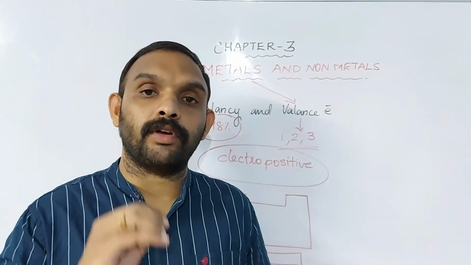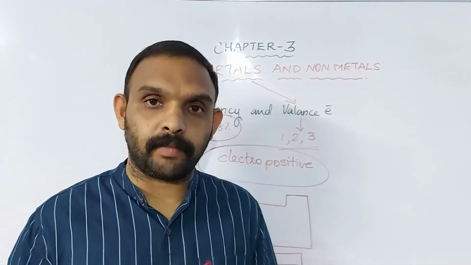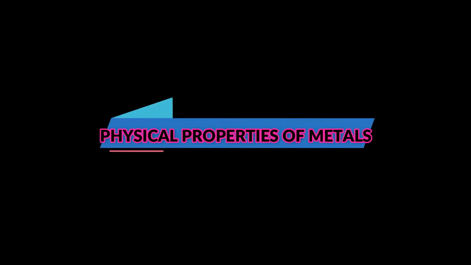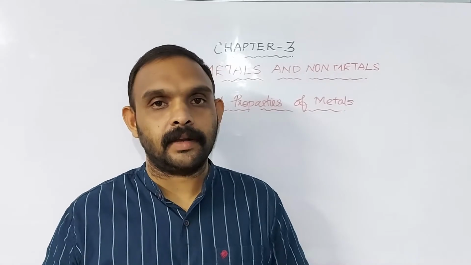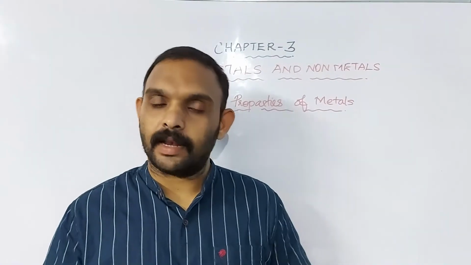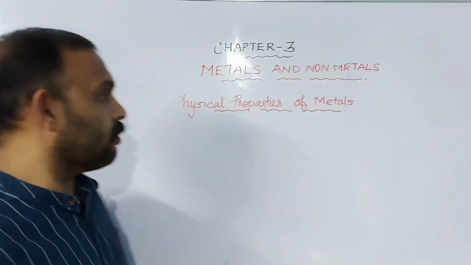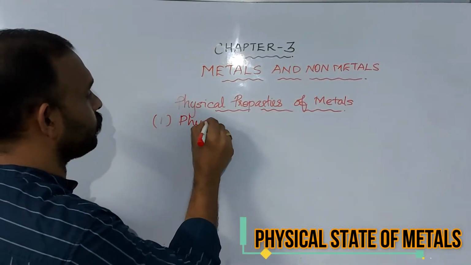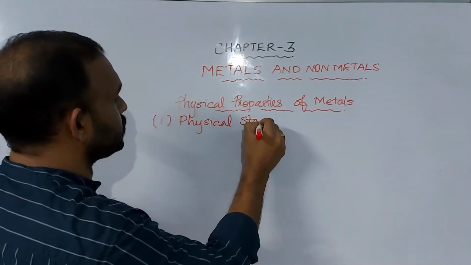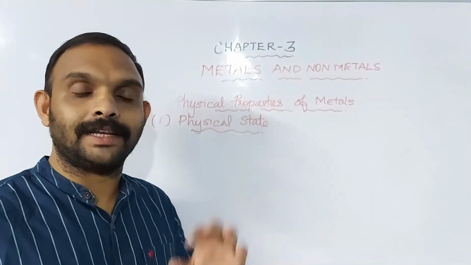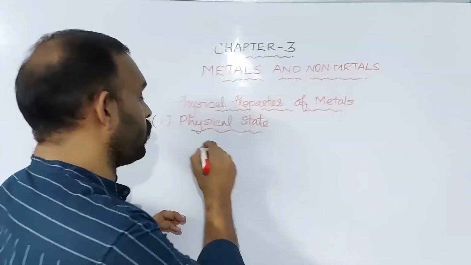So now we are going to study about the physical properties of metals. Let's see what the physical properties are. There are so many physical properties of metals, depending on their uses. Here we are going to mention a very few of them. The first physical property is the physical state of metals. Generally all the metals are solids.